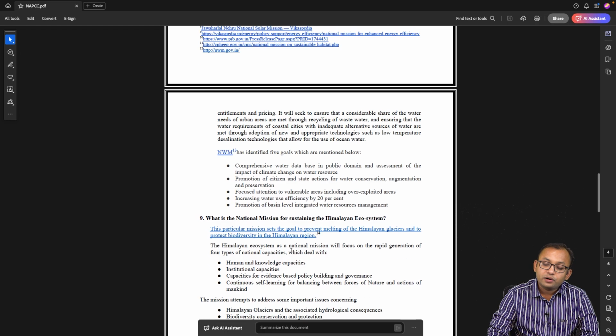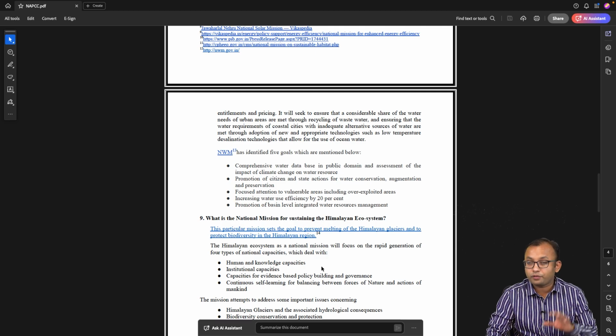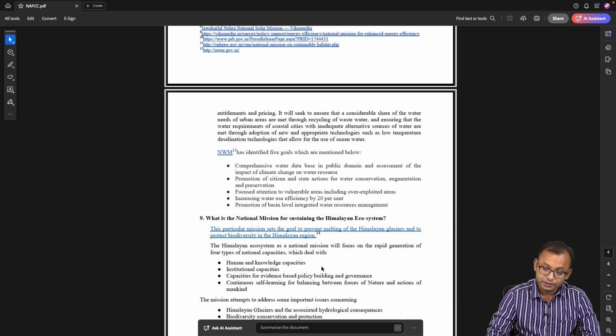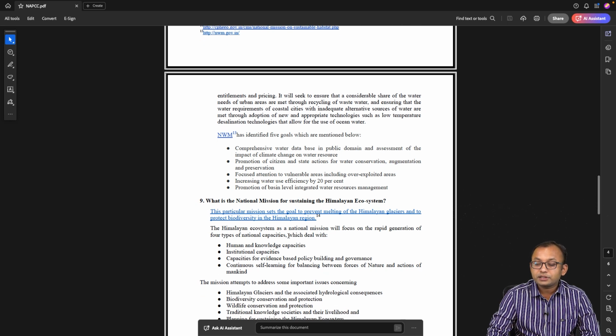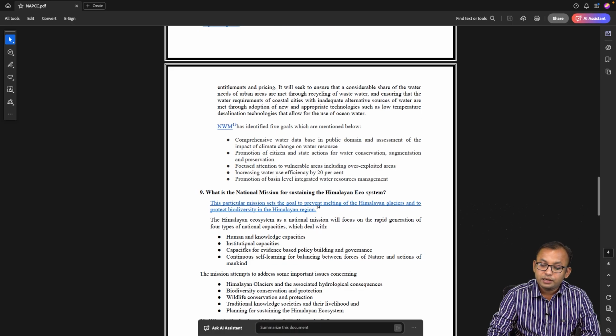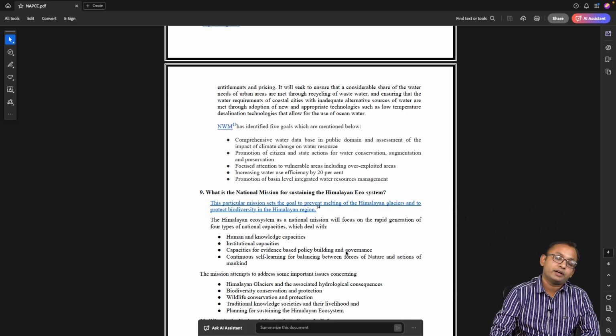And there is another mission called the National Mission for Sustaining the Himalayan Ecosystem, which is primarily focusing on the Himalayan regions. This mission sets the goal to prevent melting of the Himalayan glaciers and to protect the biodiversity in the Himalayan region. The mission will focus on rapid generation of 4 types of national capacities, which are human and knowledge capacities, institutional capacities, and capacity for evidence based policy building and governance.